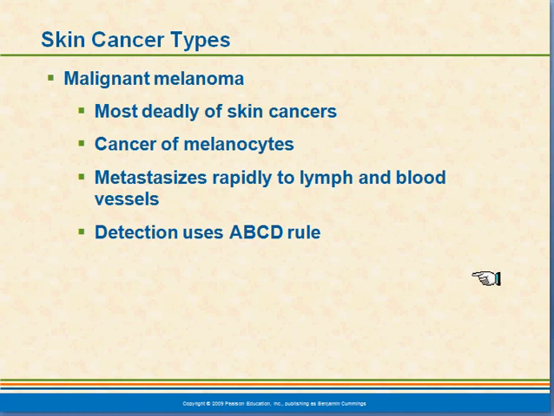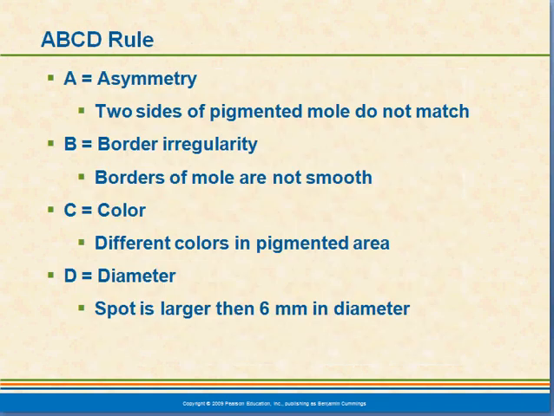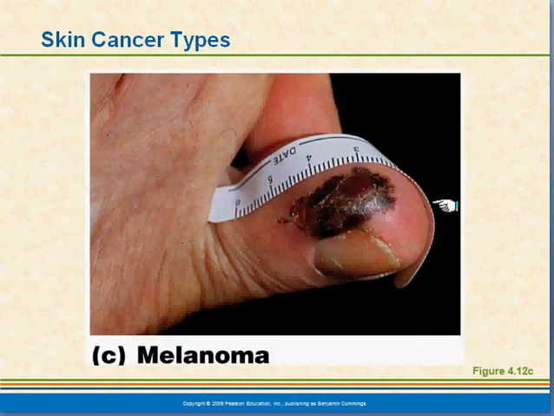Now, the detection is through this ABCD rule, which I'll show you here in just a moment, but this is a typical melanoma. Again, darkish colored, irregular borders, and this person has at least lost, I don't know if that's a toe or a thumb. It really looks like it must be a toe.